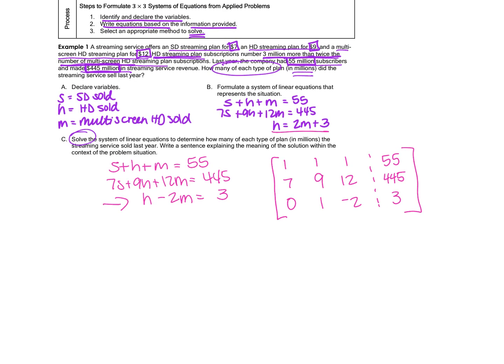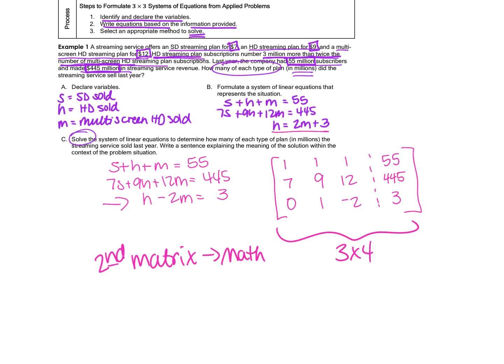Okay, so we've already gone over how to plug this in. Remember, you do second matrix, edit, 3x4, and plug it in. If you're doing augmented, I would type this in as a 3x4 matrix, and then I would need to go second matrix. You're going to go over to math, and then go up to B, which is reduce row echelon form.